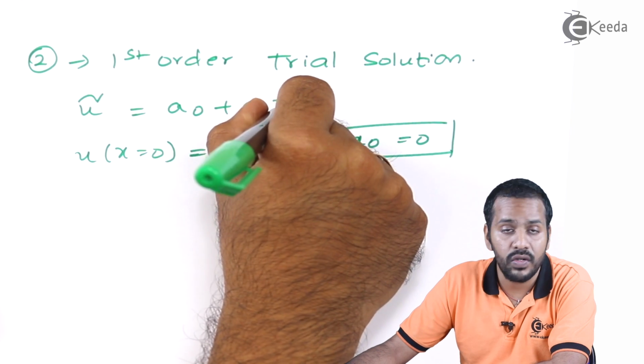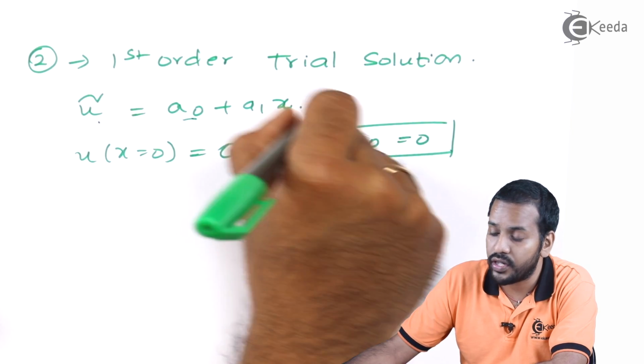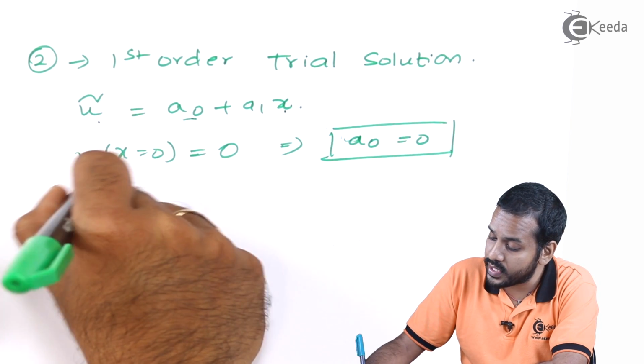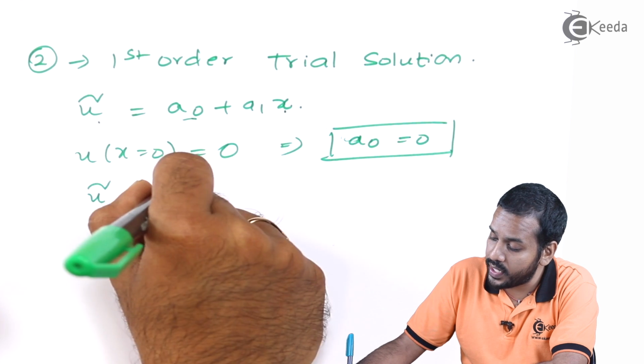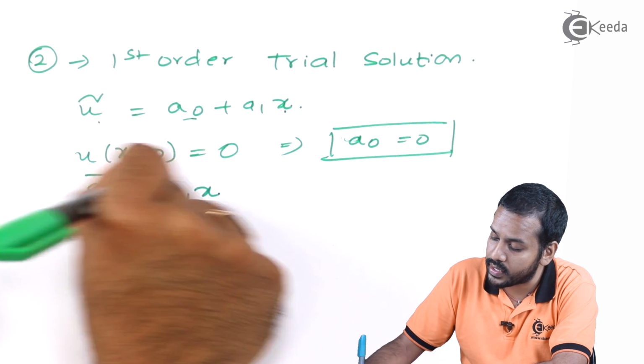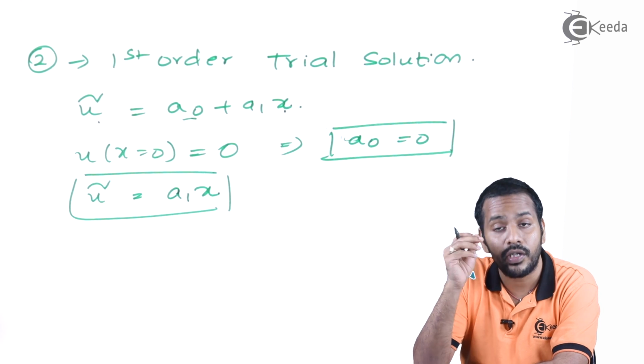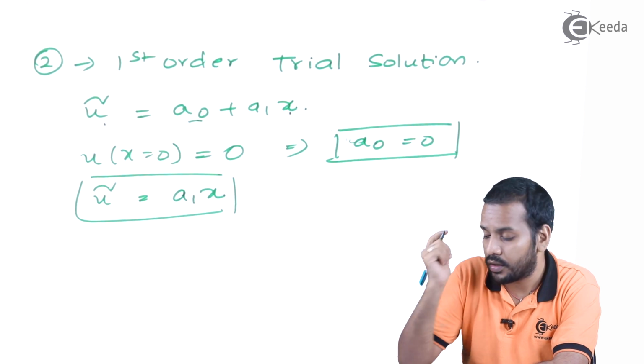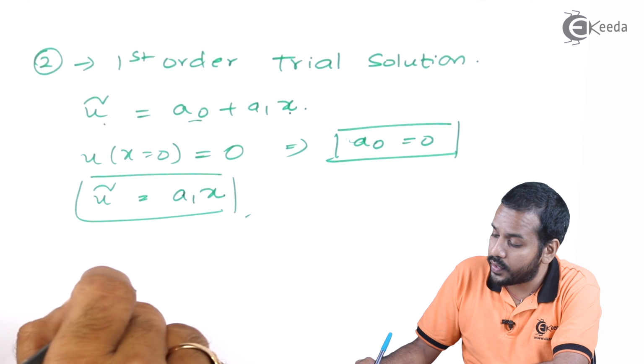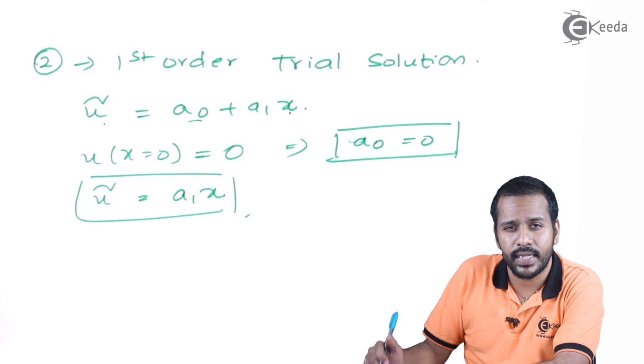That is, I put x equal to 0 here. This will be 0, so a0 is 0. So now what is the surviving thing? Our u tilde is nothing but a1x, our trial solution that satisfies the essential boundary conditions. Okay. So now we fulfill the first requirement, and what is the second thing?